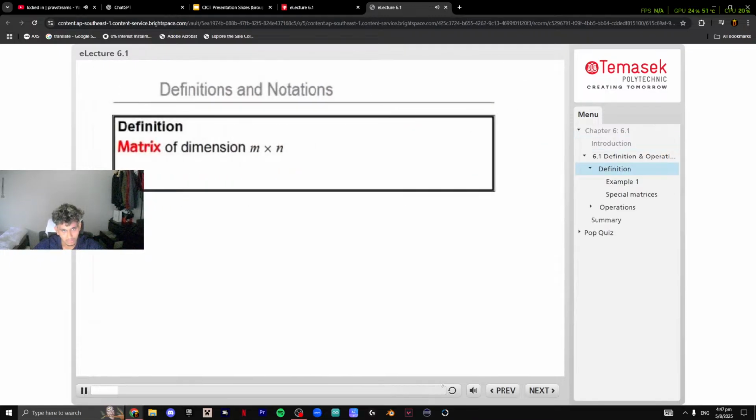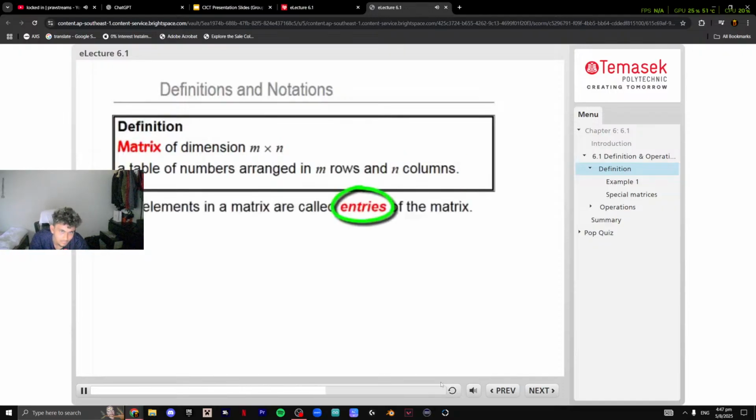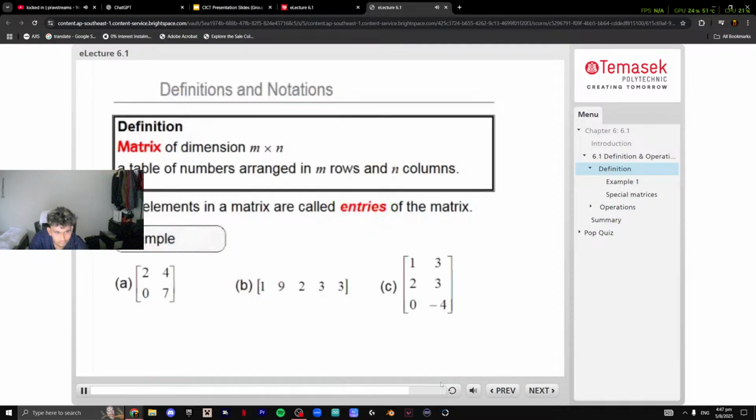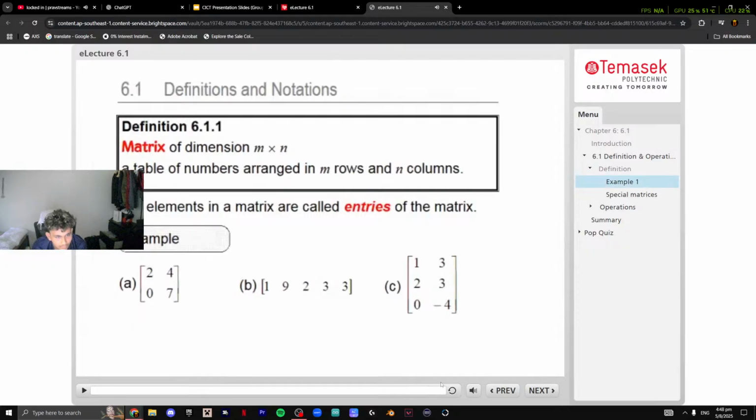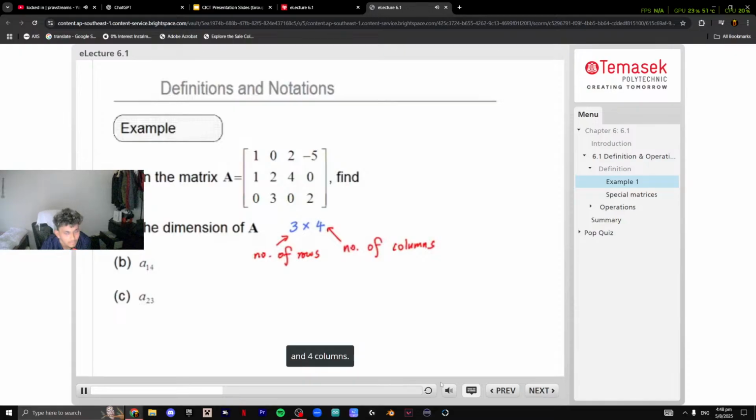What's a matrix? A matrix of dimension m by n is a table of numbers arranged in m number of rows and n number of columns. The elements in the matrix are called entries of the matrix. Here are a few examples of matrices. In this example, we have matrix A. Part A, the dimension of A is 3 by 4 because we have 3 rows and 4 columns.